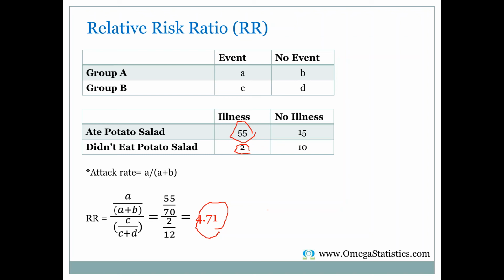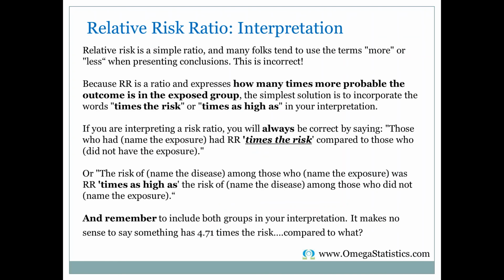Don't say those who ate the potato salad had 4.71 more risk of getting sick than those who didn't. Because remember, we're using ratios, so it's times the risk, okay? So we want to make sure that we say it that way. I'm a real stickler for saying things the right way. And I don't always. Sometimes I make my mistakes too, but it's a good thing to know. And a lot of these things I learned the hard way, so you get to hear them from me.